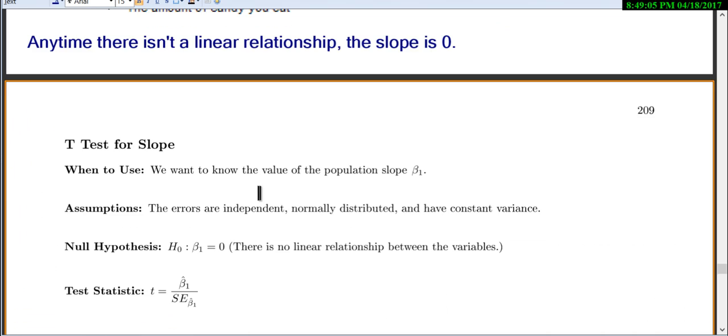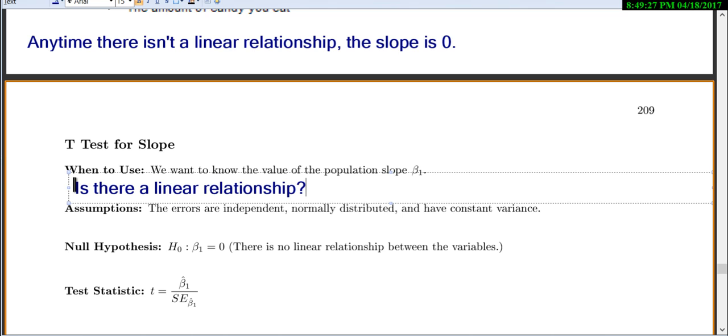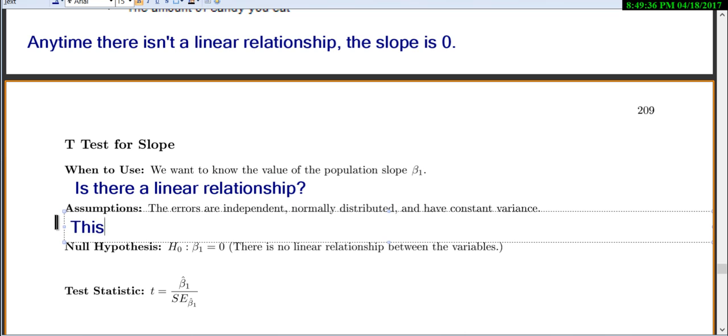With that in mind, now let's look at what would be the t-test for slope. So we use this t-test for slope if we want to know the value of the population slope. And specifically, we'd be wanting to know, is it positive or negative, or is it really just non-zero? So when we say we want to know the value of the population slope, we're really asking, is there a linear relationship? The assumptions for this is that the errors are independent, normally distributed, and have constant variance. And basically this is beyond the scope of this class. It's way too advanced. So we don't do that. You don't actually have to check that.